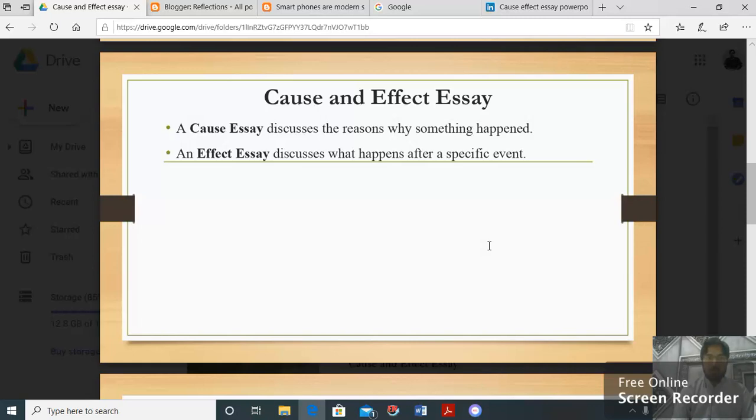In this particular video, I'm going to talk about the cause and effect essay. Now, a cause and effect essay, as the name itself suggests, focuses on the causes of something. A cause essay discusses the reasons why something happened, and an effect essay discusses what happens after a specific event, and what is the result of a specific phenomenon.